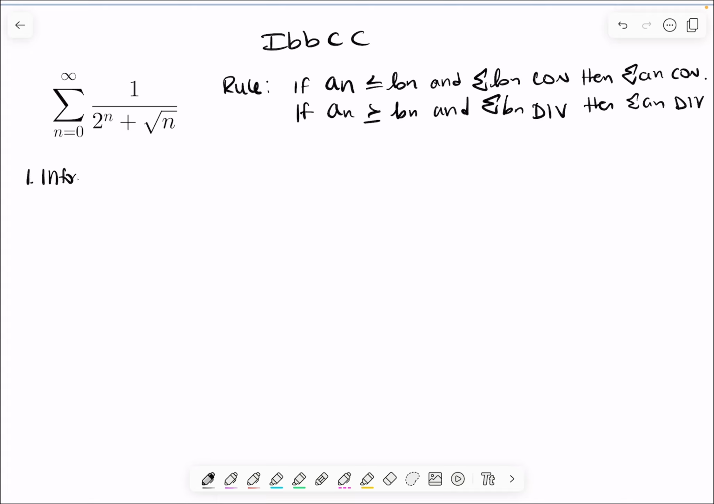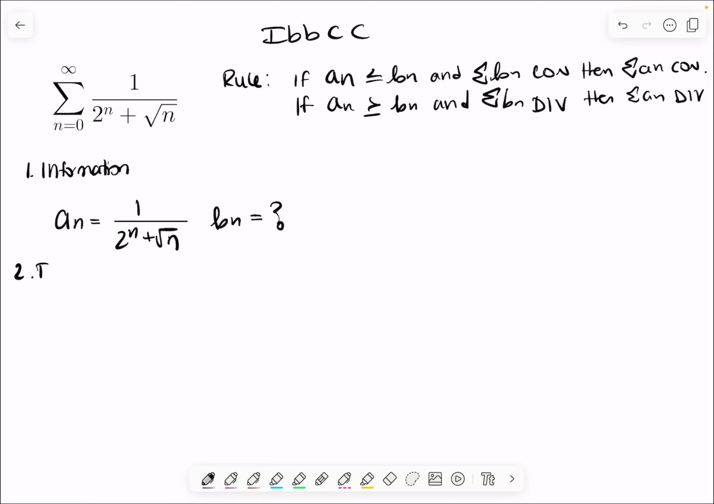First step is information, the information that we know and the information that we want. The information that we know is always our given sequence, 1 over 2 to the n plus square root of n. The information that we need is always going to be our b of n. What sequence are we comparing to? And that brings us to, well, find b of n. That's this b right here. How do we do that?